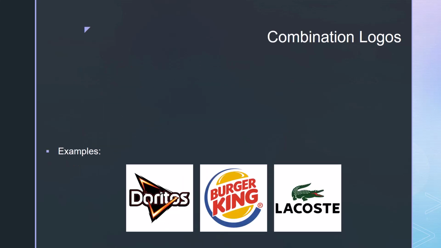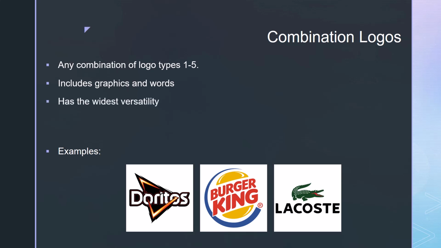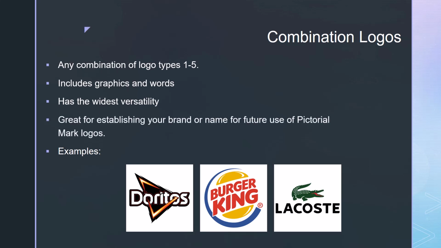Combination logos are next, and here's some really great examples. And it's basically a combination of anything that I've already listed, the logo types 1 through 5. So it includes graphics and it includes words. It can be something that is recognizable. It could be something that's abstract. The combination logo has the widest versatility of all the logos. Anybody can relate to these. Anybody can understand these types of logos.